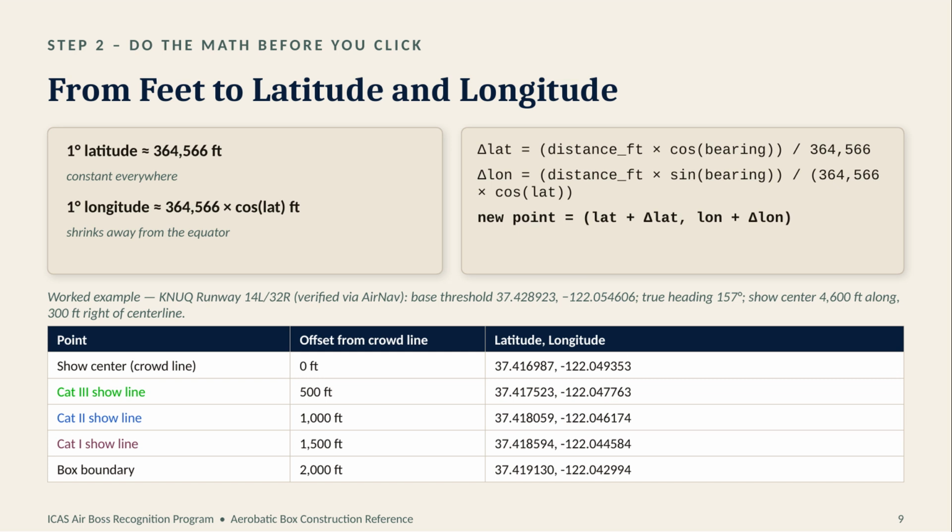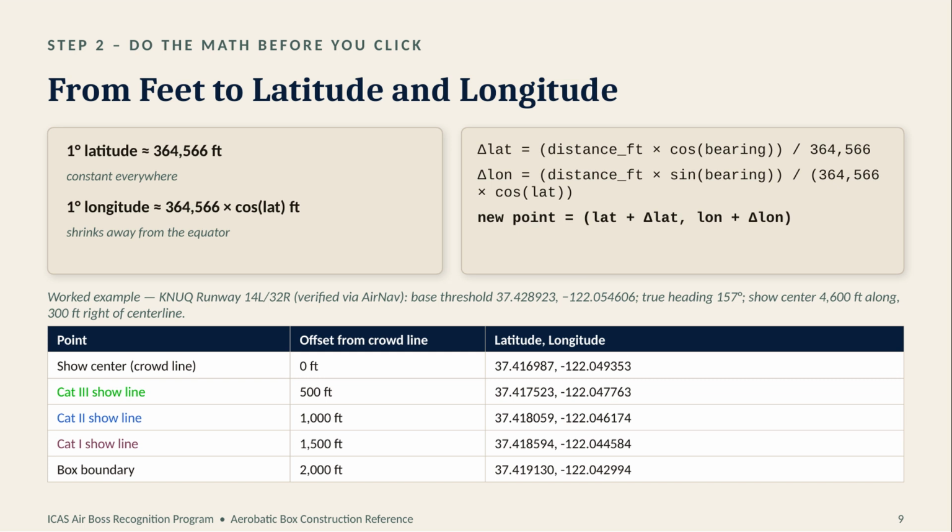Here's a worked example using KNUQ Moffett Field, runway 14 left, 32 right, verified against AirNav data. The base threshold sits at 37.428923 north, minus 122.054606, with a true heading of 157 degrees. The show center is 4,600 feet along that heading and 300 feet right of centerline. The table walks the resulting 5 points outward from there.